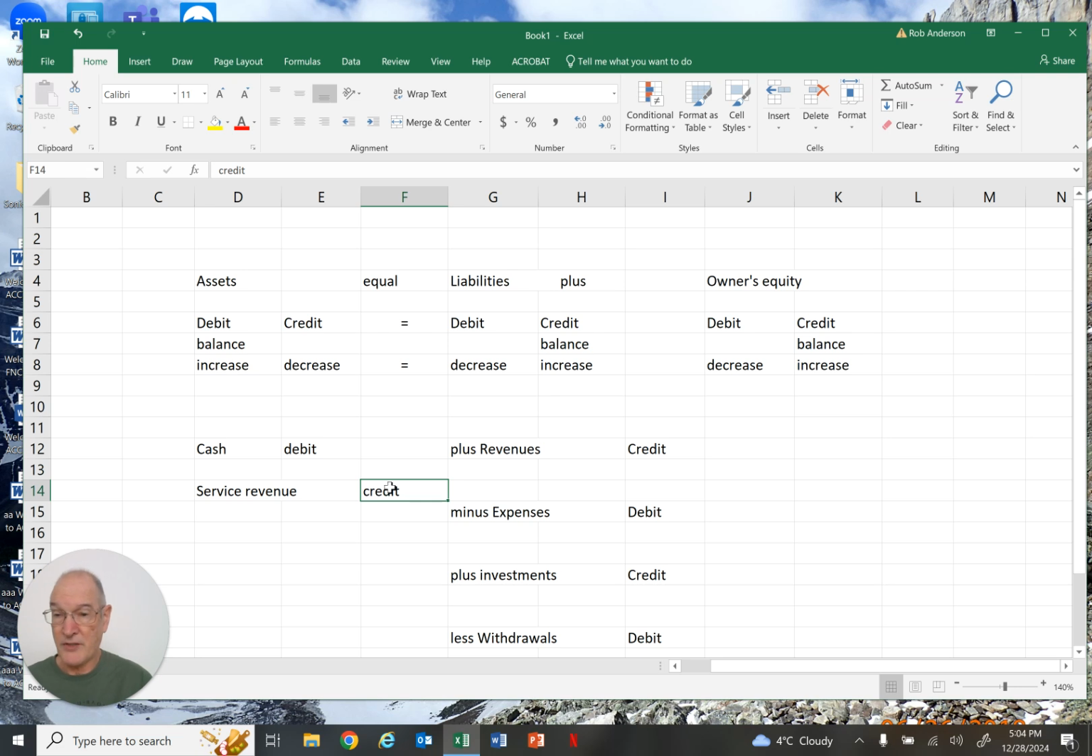So the credit that is there is a credit for two reasons. First, we know that every transaction needs a debit part and a credit part that are equal. We know we've debited cash to increase it, so we have to have a credit on the other side. But the other reason it's a credit is that it causes owner's equity to increase. And we know from the previous video that owner's equity increases with a credit. So that's why revenues are credits.